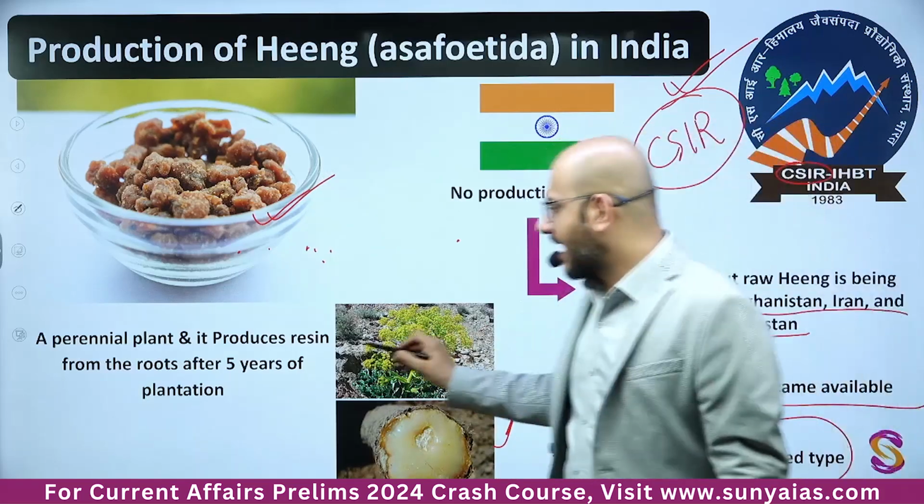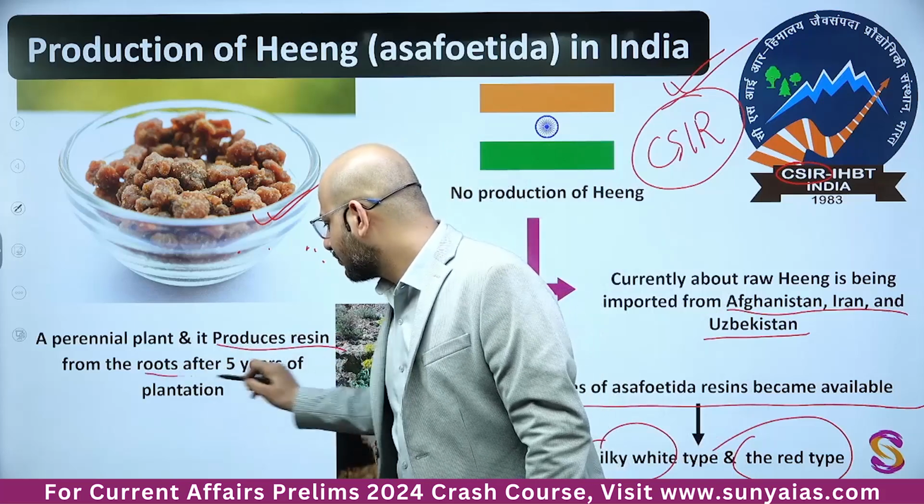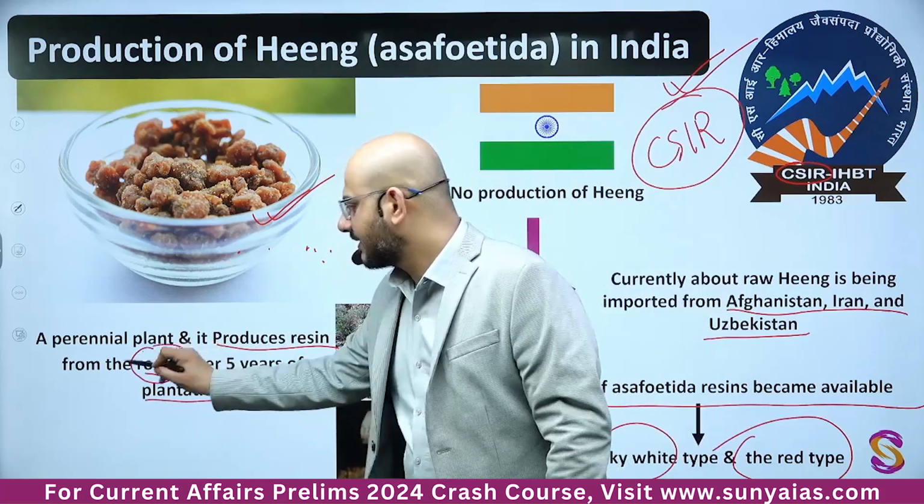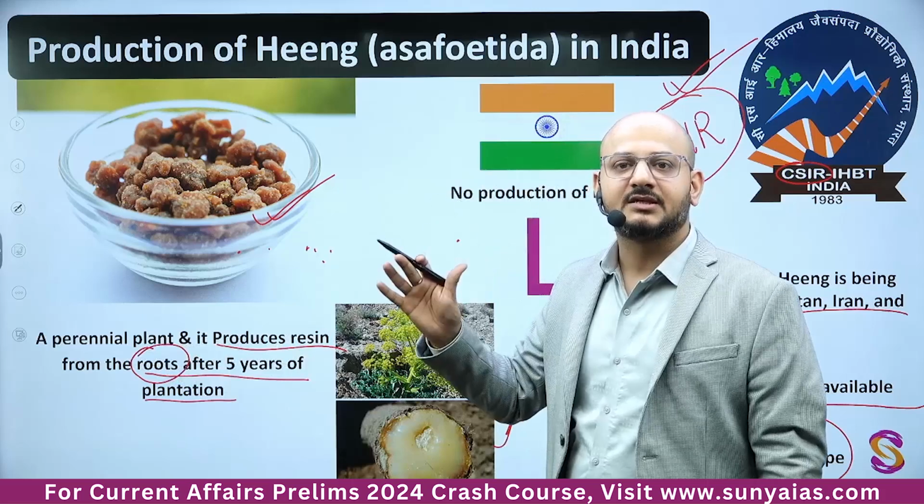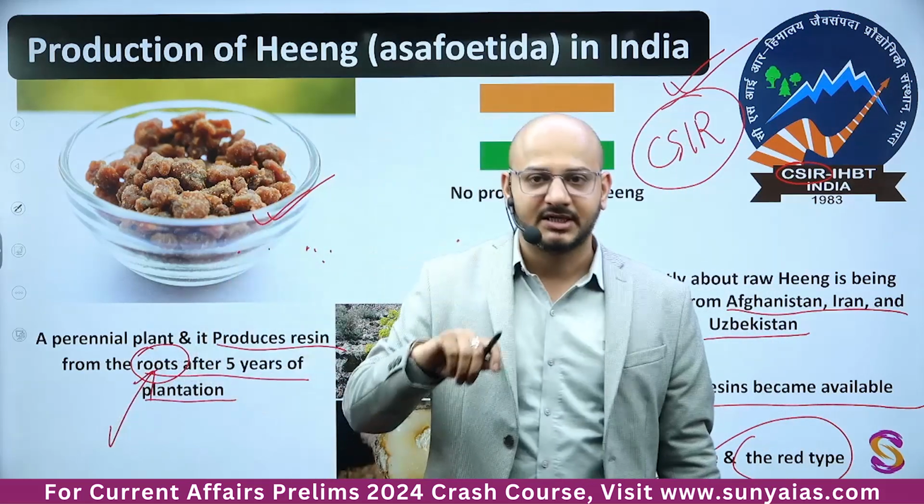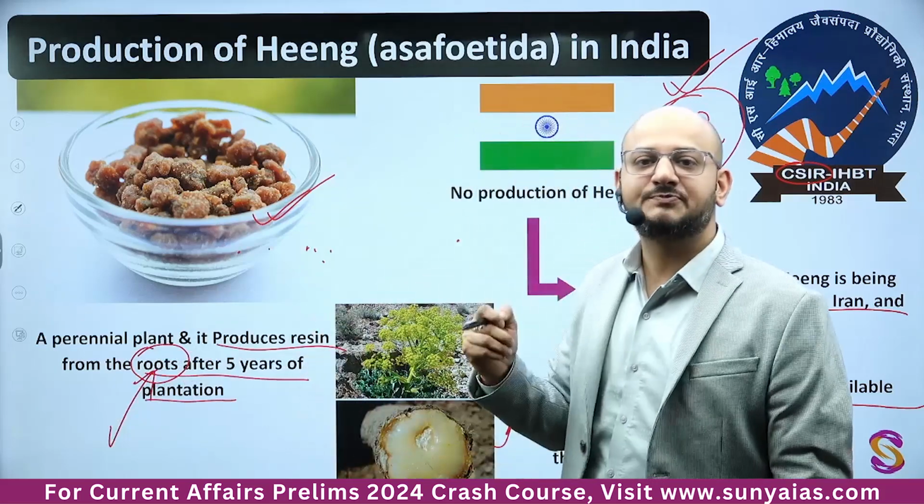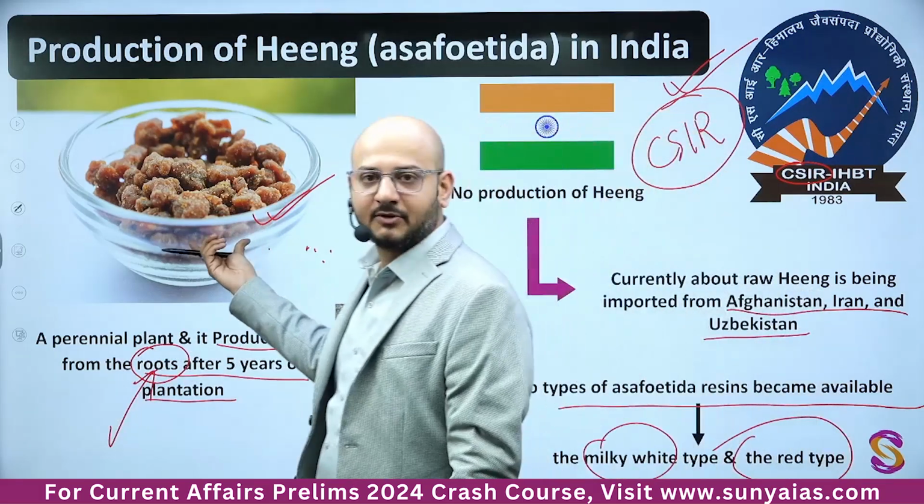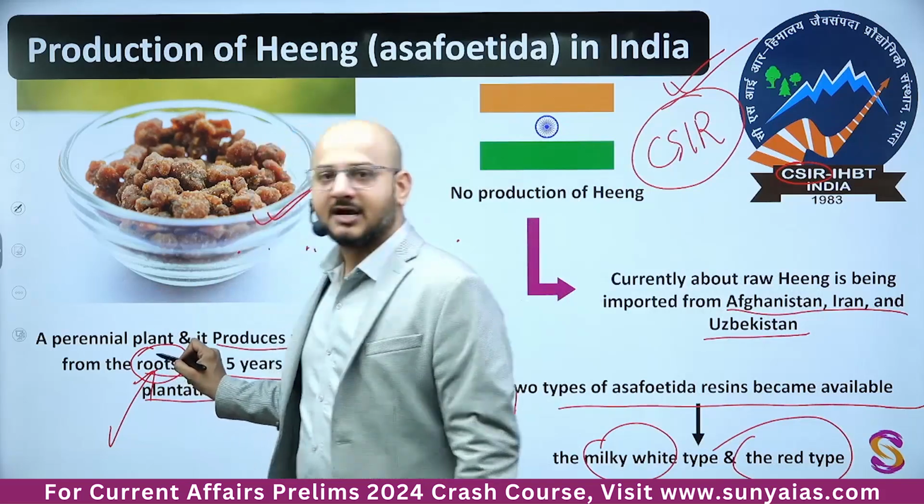A perennial plant, it produces resin from the roots after 5 years of plantation. And from which part of the plant, from the leaves, from the bark, from the roots, which part of the plant do we get the production of hing? The resin comes from the roots.